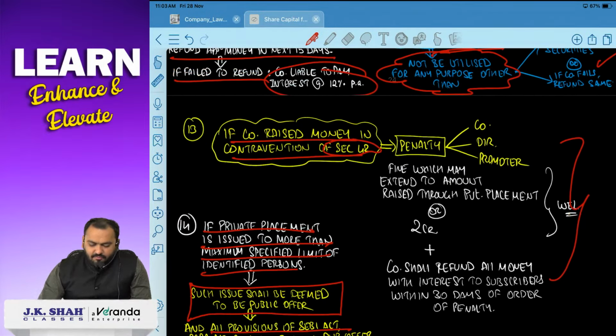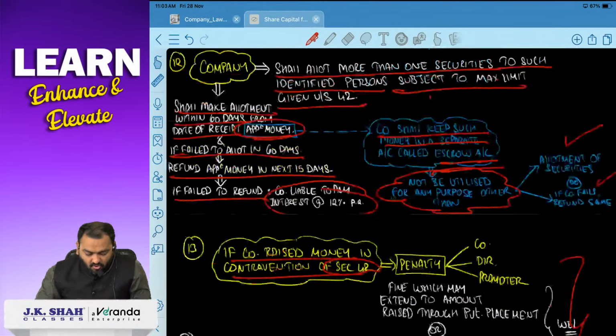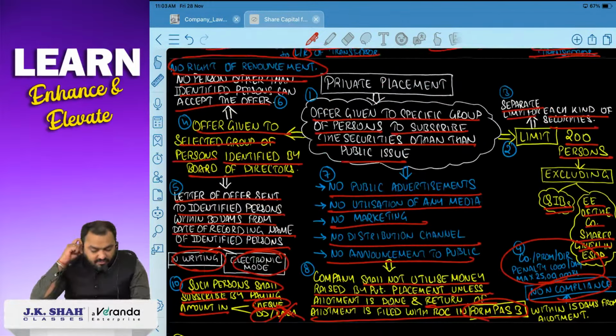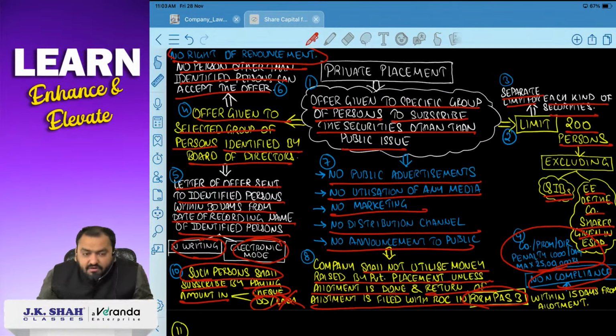Okay, so how many points for private placement? 14 points. Are we revising one more time? Yes. All the points together. Once again, please concentrate. First, private placement: offer is given to a specific group of persons to subscribe the securities. This is other than public issue. First point is done.